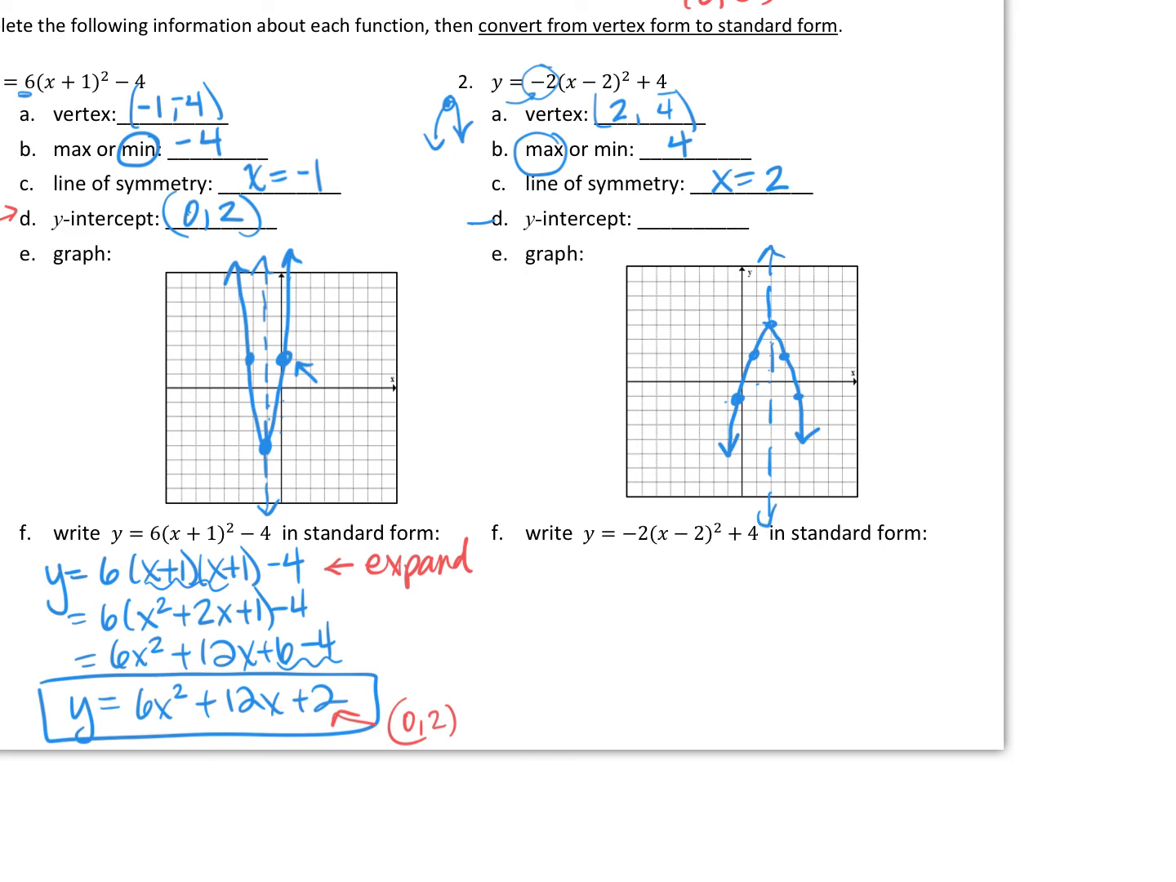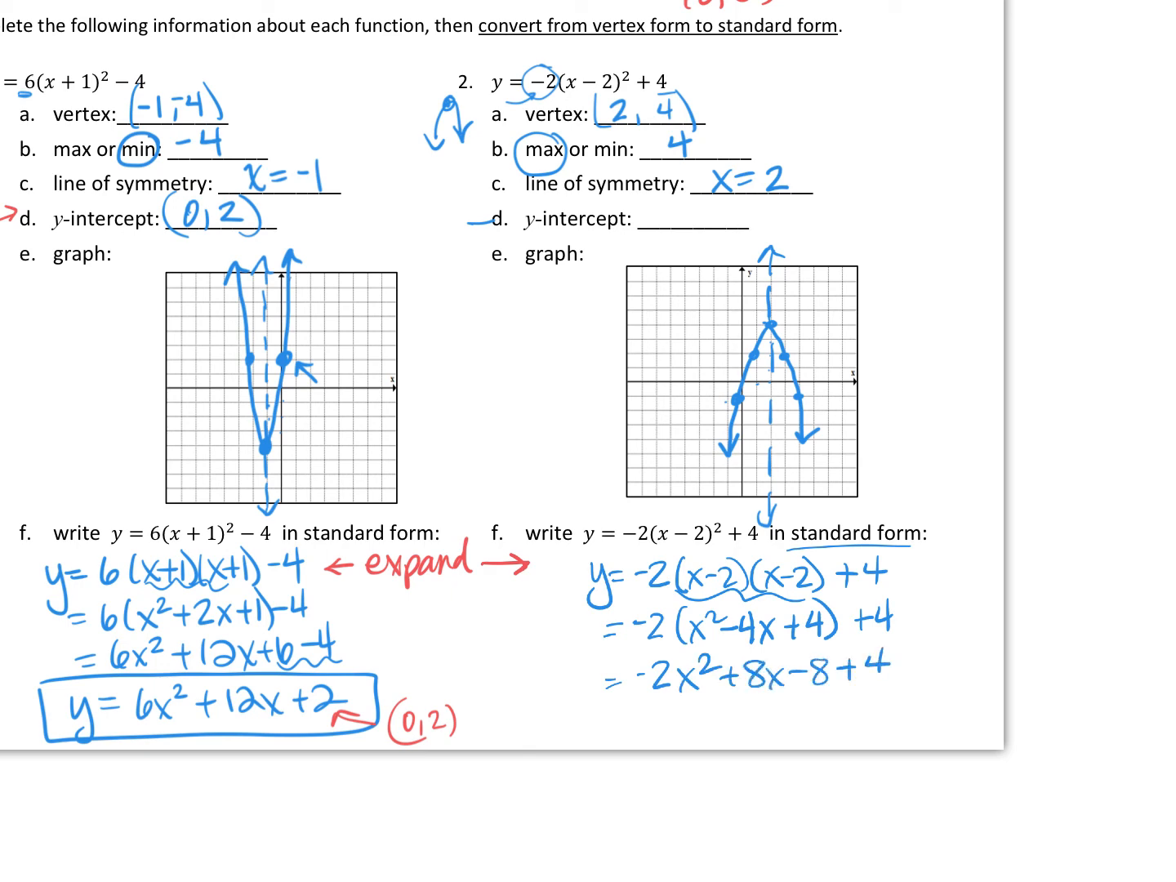Okay, so part F, we want to write it in standard form. The first thing we want to do is expand, just like we did before. So we're going to do y equals negative 2. I'm going to expand this x minus 2. So it's x minus 2 times x minus 2 plus 4. Then I'm going to FOIL this. So I have negative 2. x times x is x squared. x times negative 2 is negative 2x, negative 2x again. That gives me negative 4x in the middle and plus 4. Then I bring down the plus 4. Now I'm going to distribute the negative 2. And now I'm going to clean it up. I've combined my like terms.